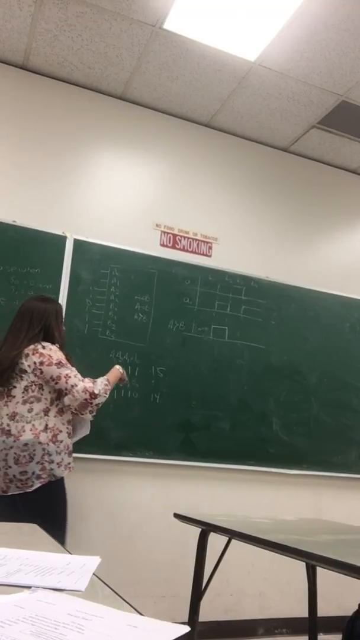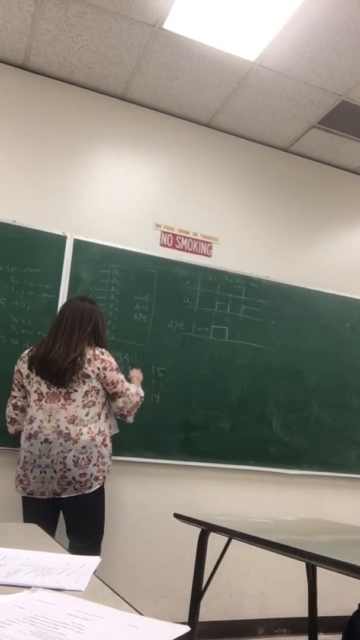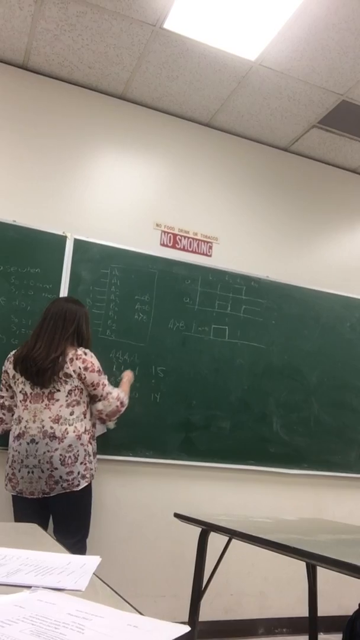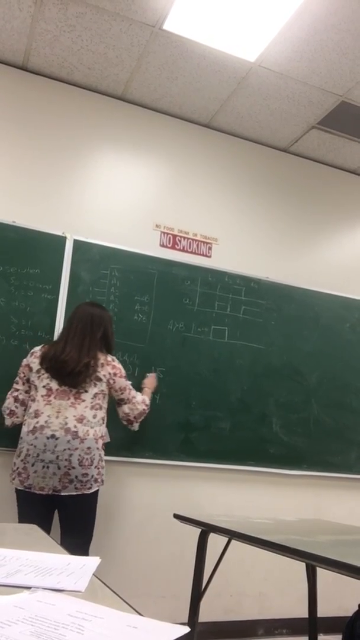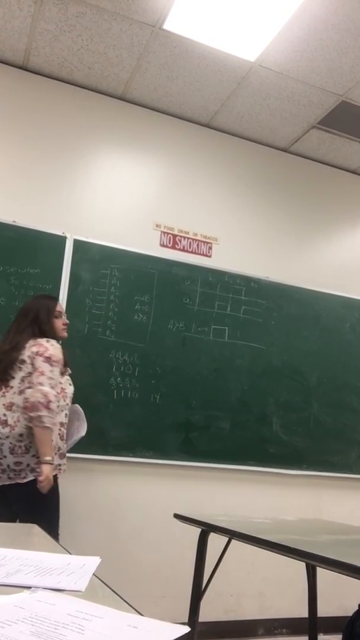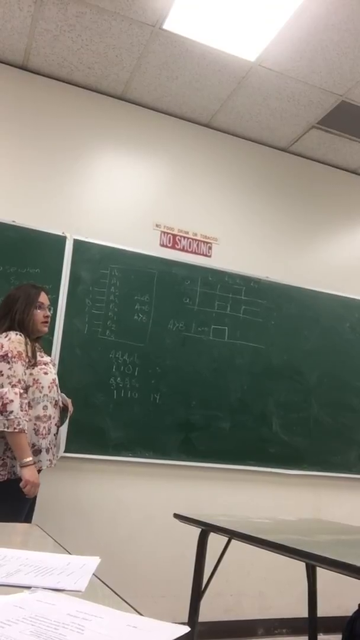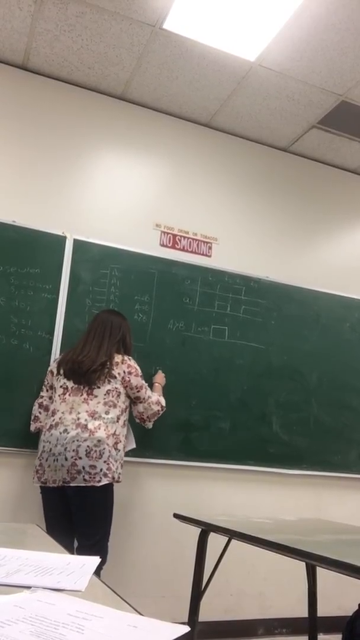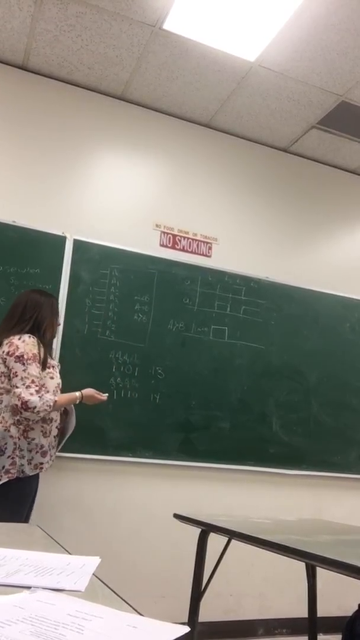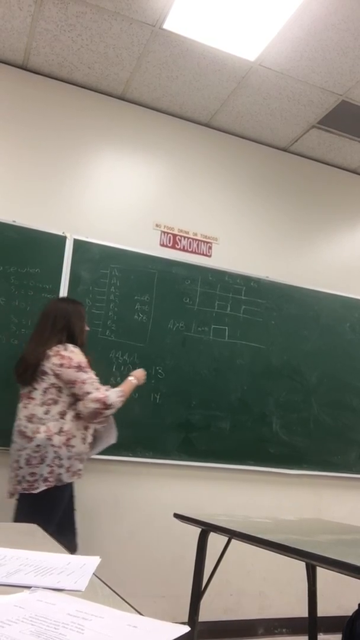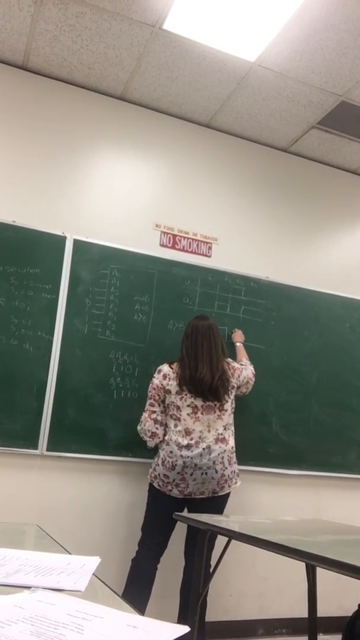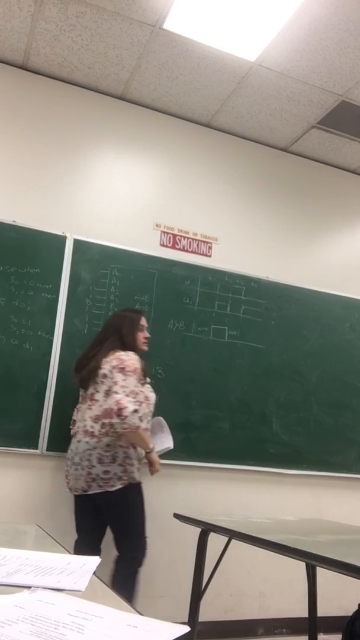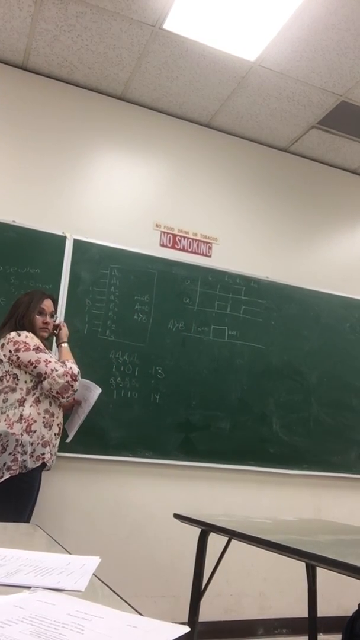On the next one, we have A0 is 1 and then A1 is 0. What number is that? 13. 13 compared to 14: A is less than B again. So we're not going to plot anything.